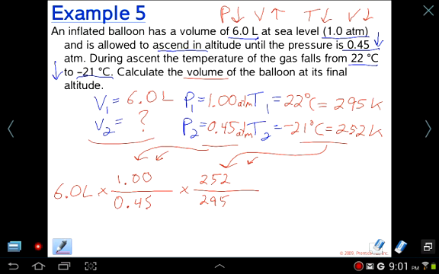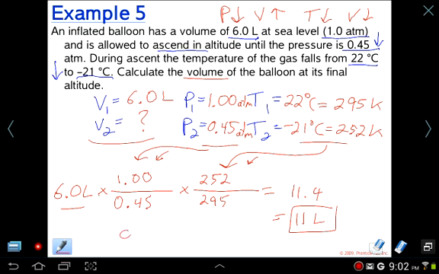And whichever one is bigger will determine the final volume. So if you do this calculation, go ahead and try it: 6.0 times 1 divided by 0.45 times 252 divided by 295. And you get yourself 11.4. Since we have 2 sig figs, we'll say we got ourselves 11 liters. So our balloon almost doubles in size, and this is to be expected because the pressure went down significantly, whereas the temperature went down, but not as significantly. So your balloon has doubled in size.